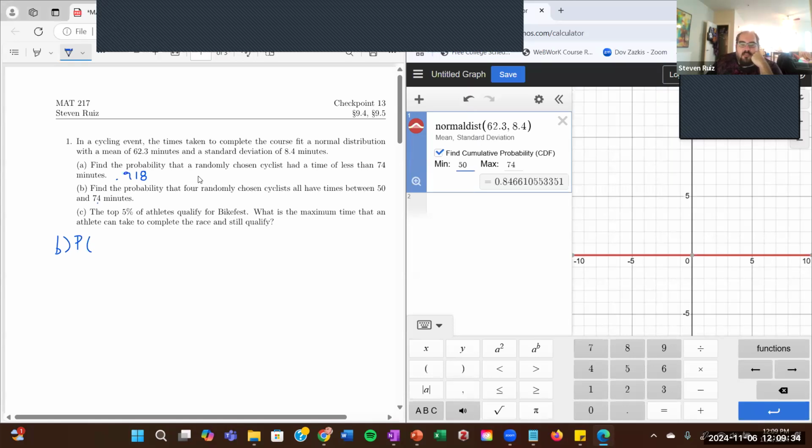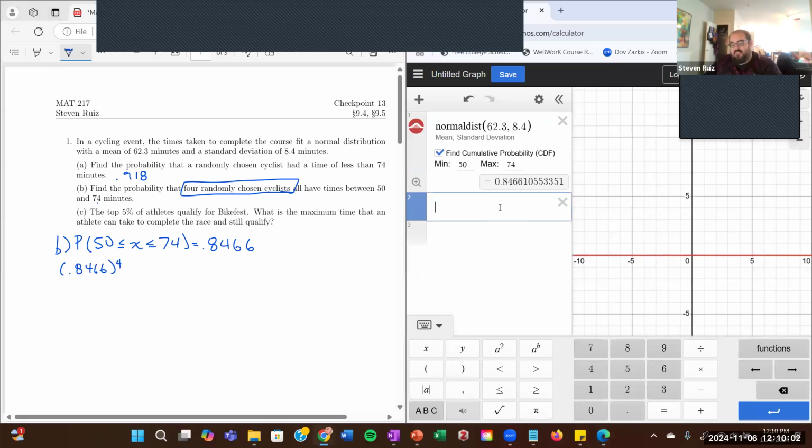So the probability that 50 is less than or equal to X, which is less than or equal to 74, is equal to 0.8466. But I want the probability that four randomly chosen cyclists all have that time. So my probability is going to be this number raised to the power of four. I'll let Desmos do that for me. It's 0.8466 raised to the power of four, and I get approximately 0.514. There you go.